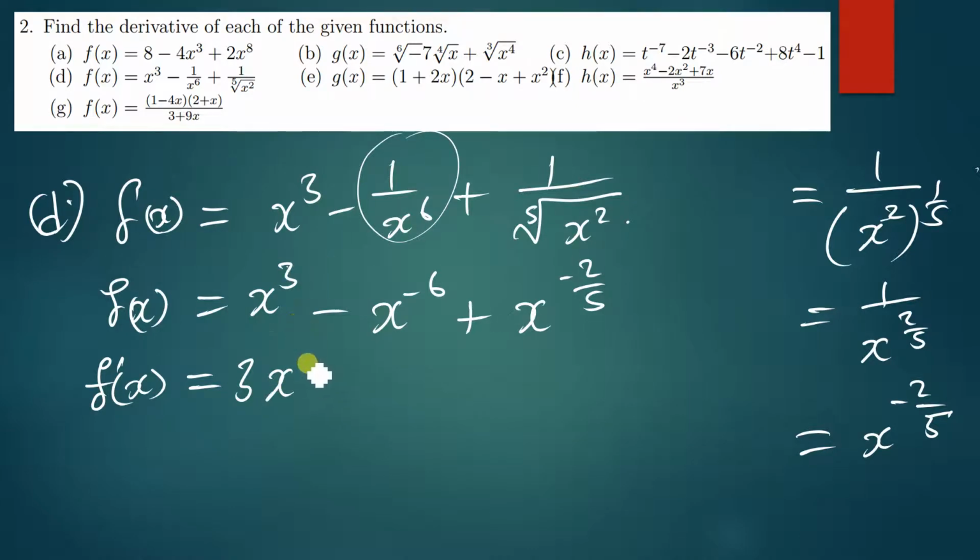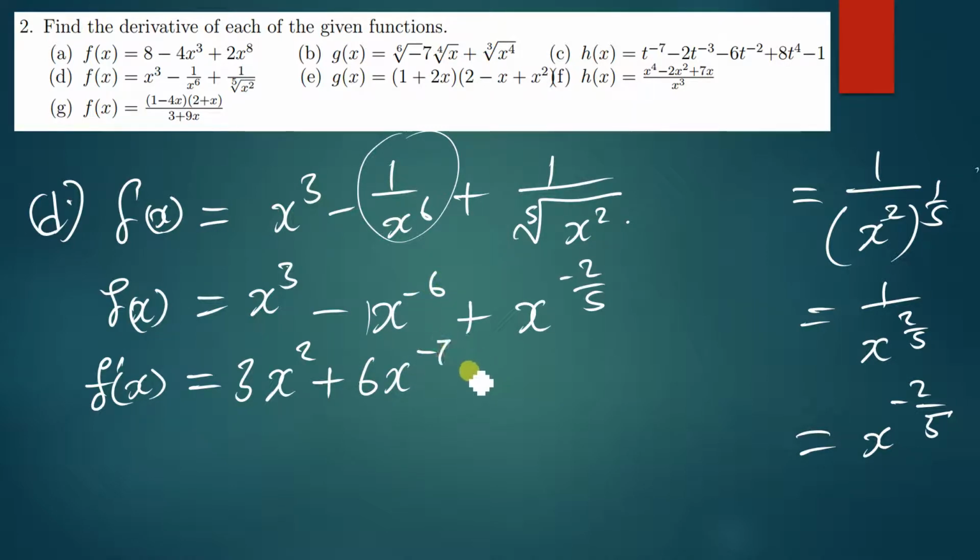3 minus 1, that's 2. So you have a minus there. So negative 6 times negative 1 here, that will give us a plus 6, and then we have x to the power negative 6 minus 1, that will give us negative 7.